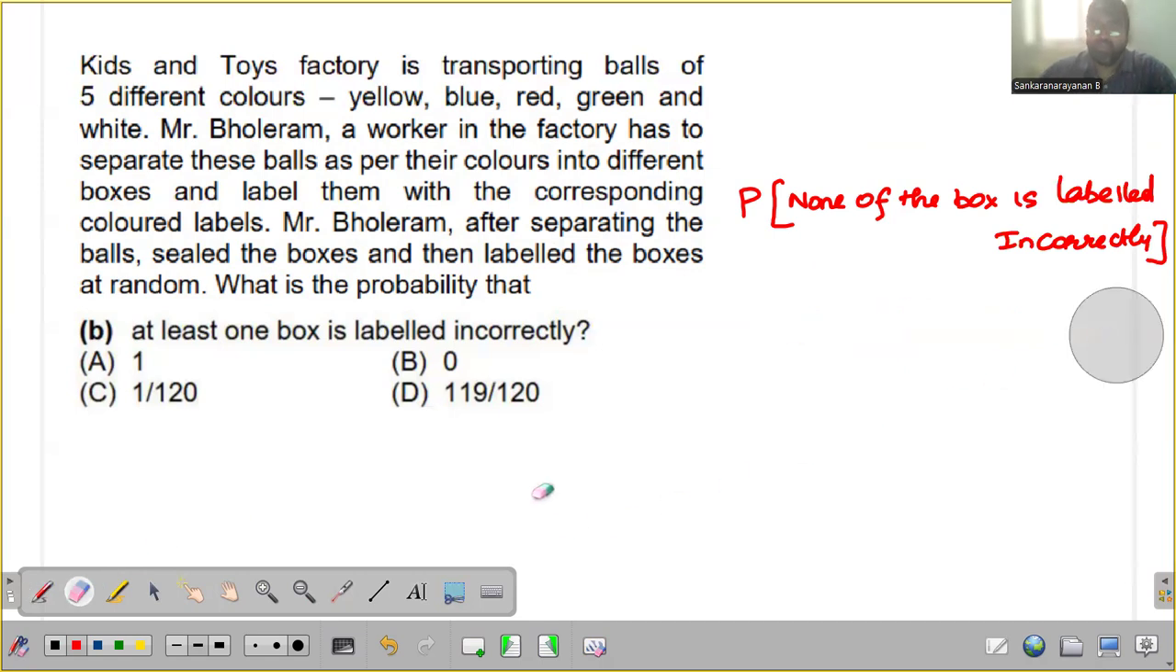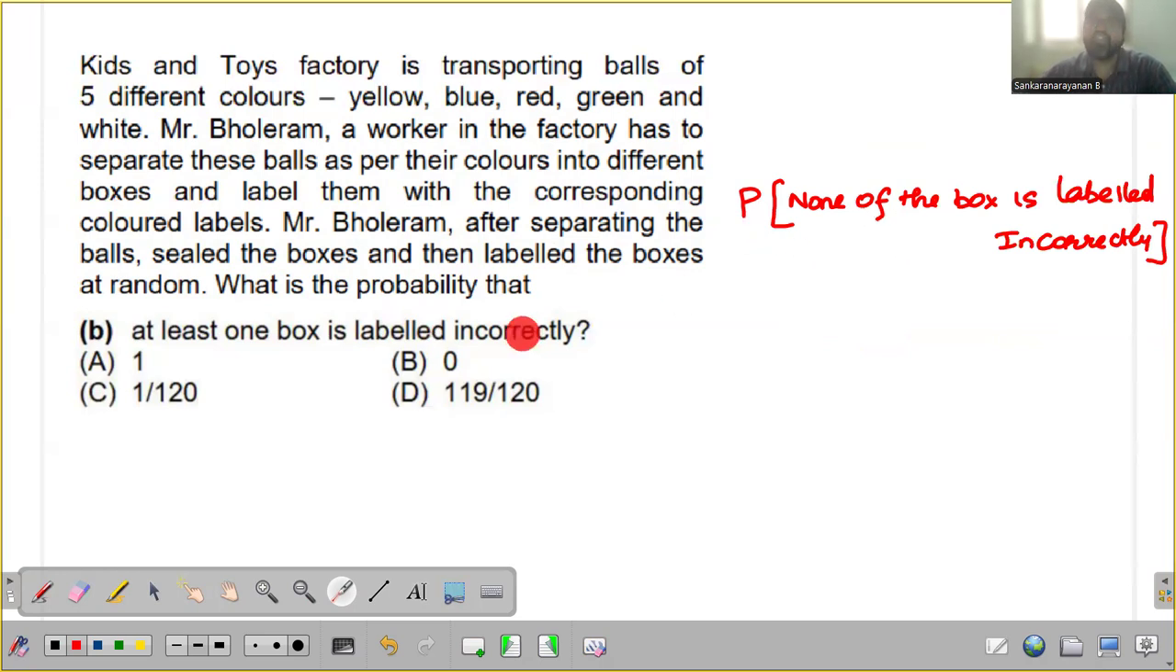Listen. They are asking you to find the probability that at least one box is labeled incorrectly. Be careful here: incorrect, no, not, never, they are all coming multiple times. So there should not be an error. The question is, what is the probability that at least one box is labeled incorrectly?